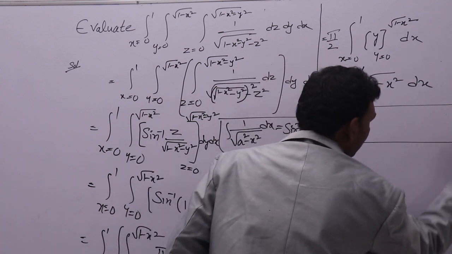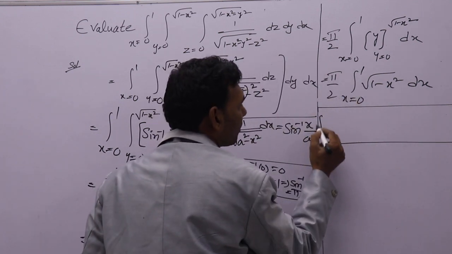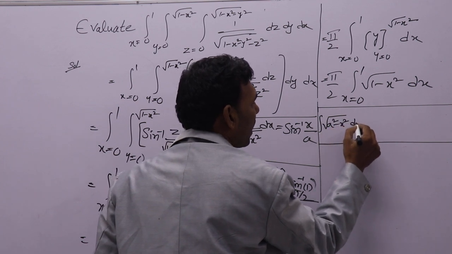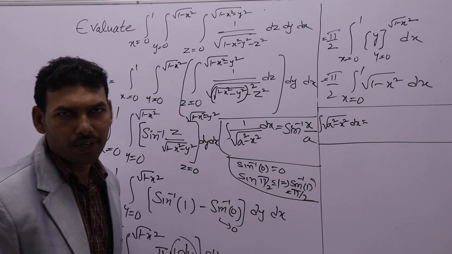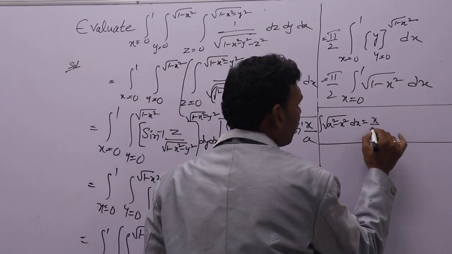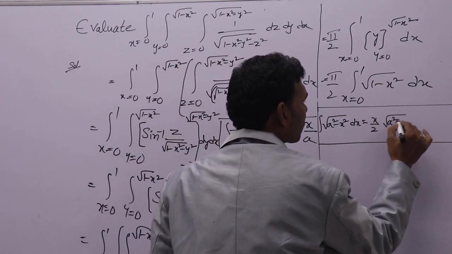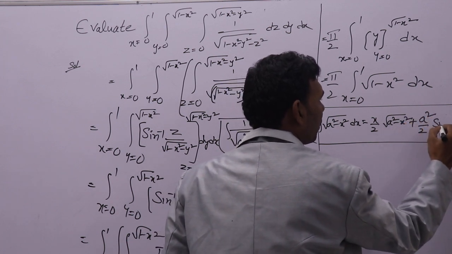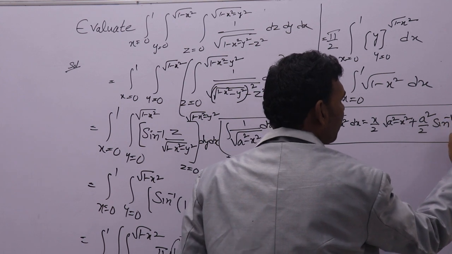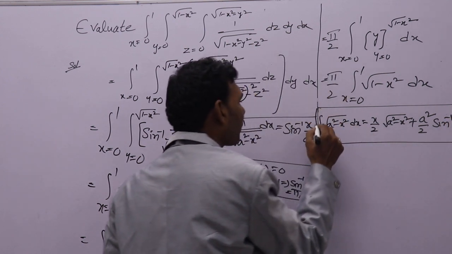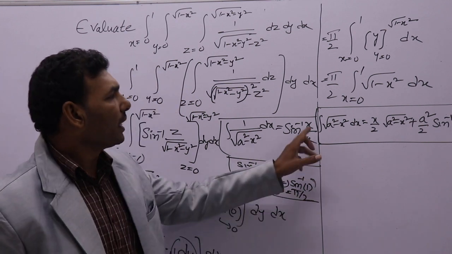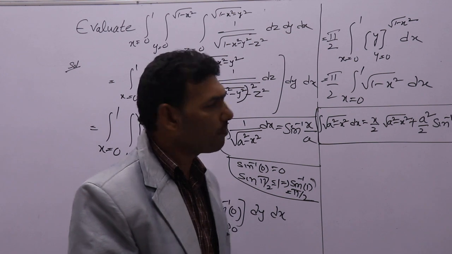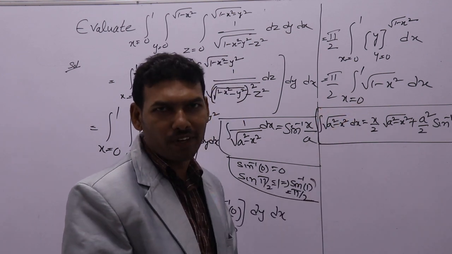That formula is the integral of root of a square minus x square dx equal to x by 2 root of a square minus x square plus a square by 2 sine inverse x by a. This is the formula I am going to use now. Integral of root of a square minus x square is x by 2 root of a square minus x square plus a square by 2 sine inverse x by a.